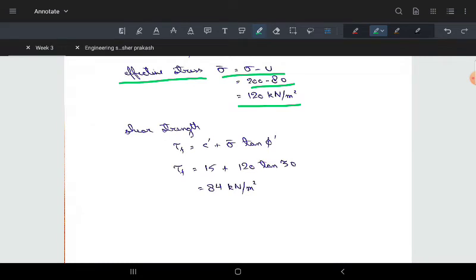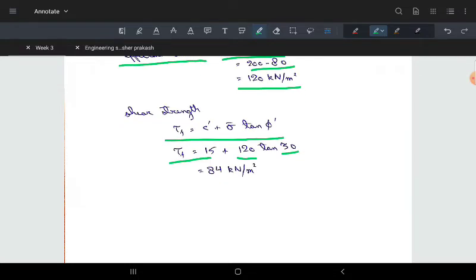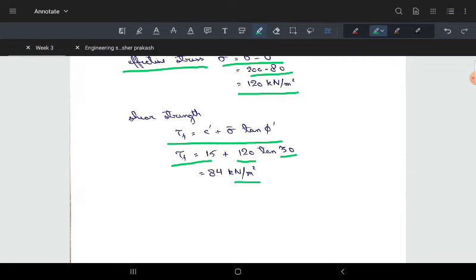From the Mohr-Coulomb equation, shear strength is equal to C plus sigma tan phi. In terms of effective stress, it is equal to C dash plus sigma dash tan phi dash. So tau f is equal to 15, as given, plus sigma dash, which we have calculated as 120, times tan 30. Phi is given as 30. Working this out, tau f comes out to be 84 kilonewton per meter square.